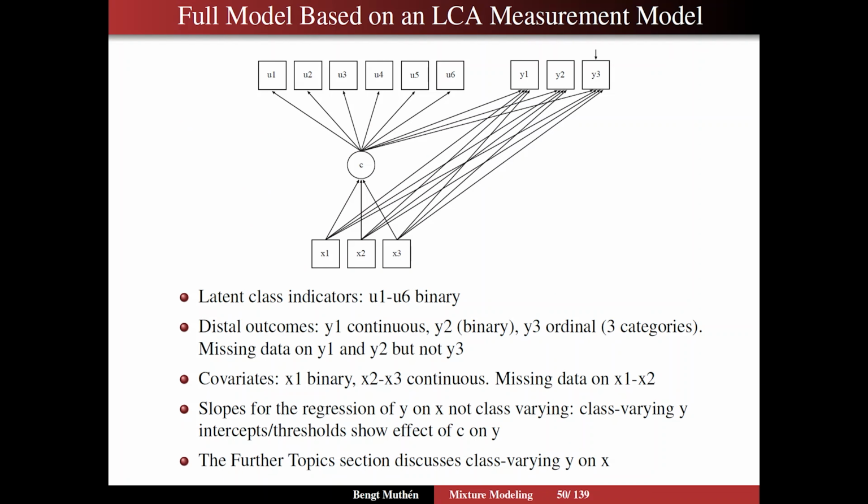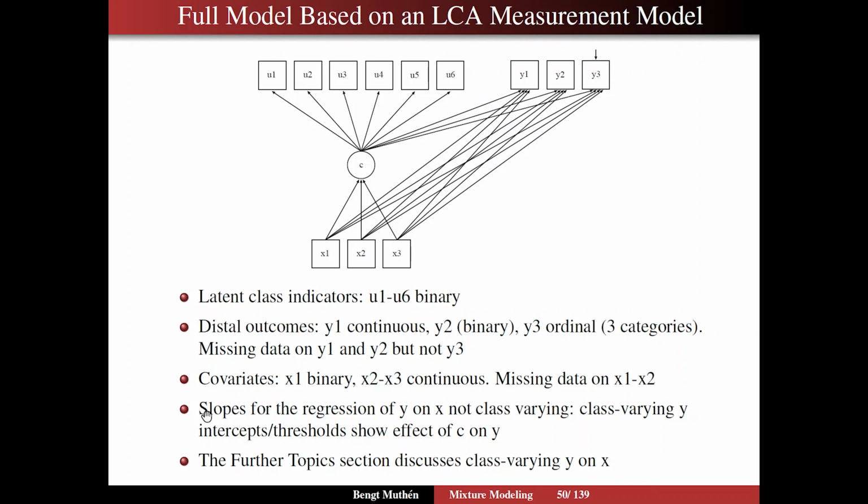Slide 50 shows the model that we're going to consider. We still have the 6 latent class indicators. We have the 3 distal outcome variables that we looked at a little bit earlier. And now we add 3 covariates X. Again, the latent class indicators are binary. The distal outcomes are a mix of continuous and categorical with missing data. And now what's new is the covariates, where X1 is binary, a common feature, and X2 and X3 are continuous, and we have missing data on X1 and X2.